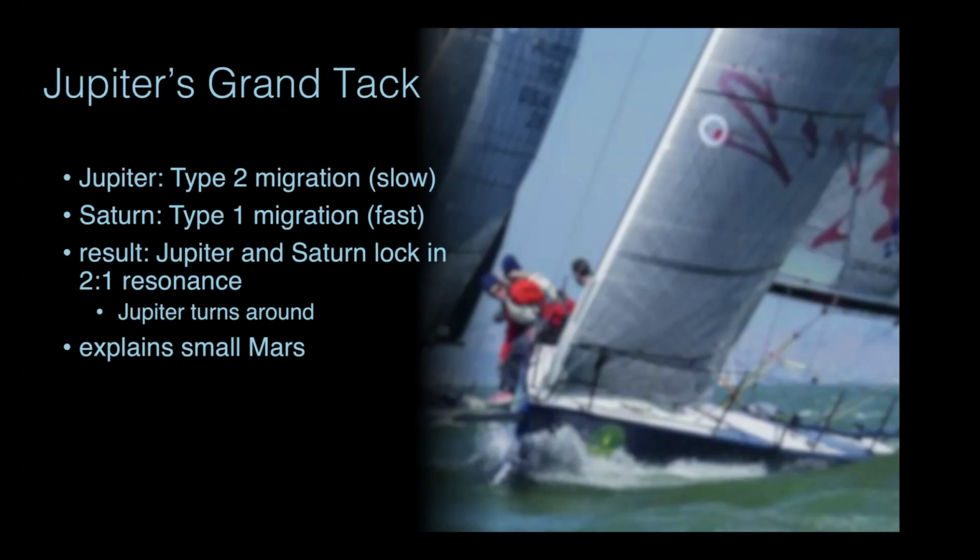And this explains why Mars is so small. Mars being further out, in the region of the disk where temperatures are a little bit cooler, you'd expect more rock and metal in Mars than there would have been where Earth formed, and you'd expect Mars to be bigger. But there, for some reason, was less material where Mars formed than where Earth formed. And we think that's because of Jupiter's Grand Tack.